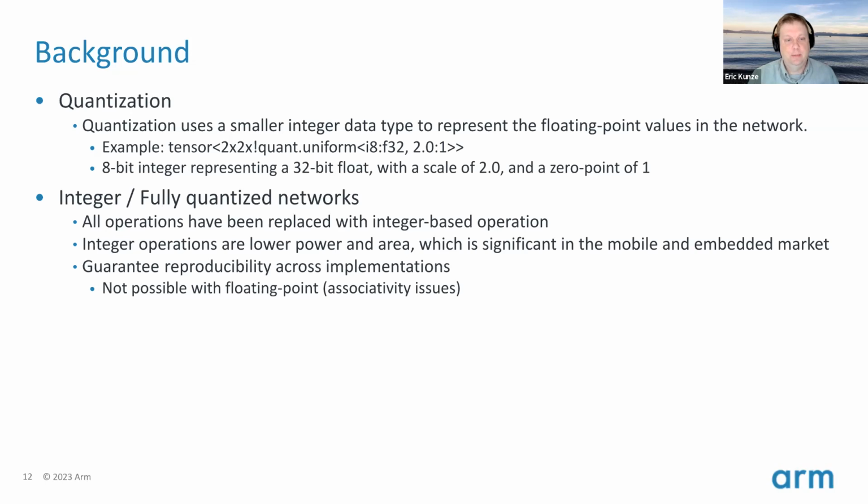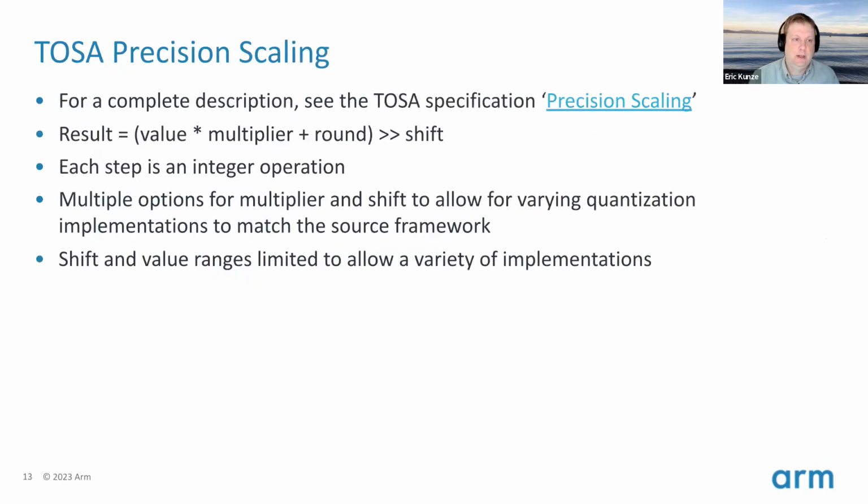Okay, next slide, please. One of the biggest ways that TOSA differs from most other quantized implementations out there is how we do the precision scaling. I've got a link to the portion of the specification that focuses on precision scaling. The way we do precision scaling is we move all of the quantization into this explicit rescale operation where, as described here, the result is the incoming value multiplied by an integer multiplier, you add a round, and then you do a right shift.